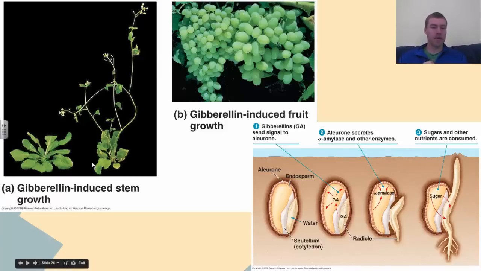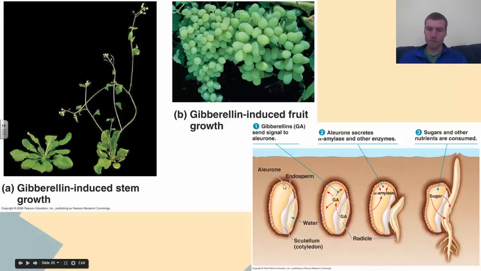In this case, we've got some gibberellin-induced stem growth. Gibberellins were added to this plant, while not to this plant, and you can see that the stem for this plant has been growing a lot. These are two different sets of grapes. One is from a tree where gibberellins were not sprayed. The other one is where gibberellins were sprayed. So you can see that this would be applicable in agriculture, where you would spray some gibberellins and help grow larger fruits.